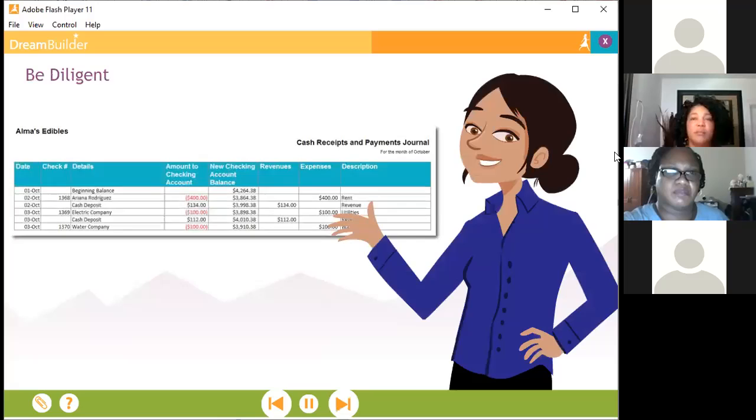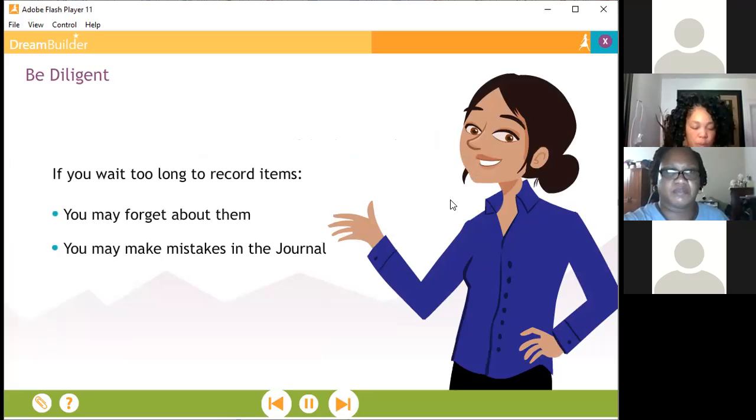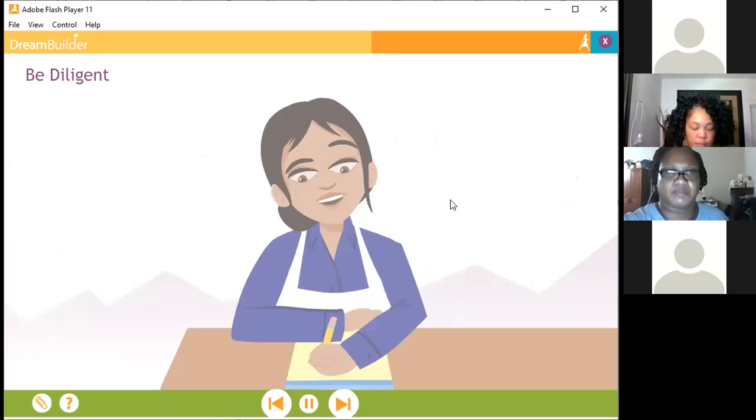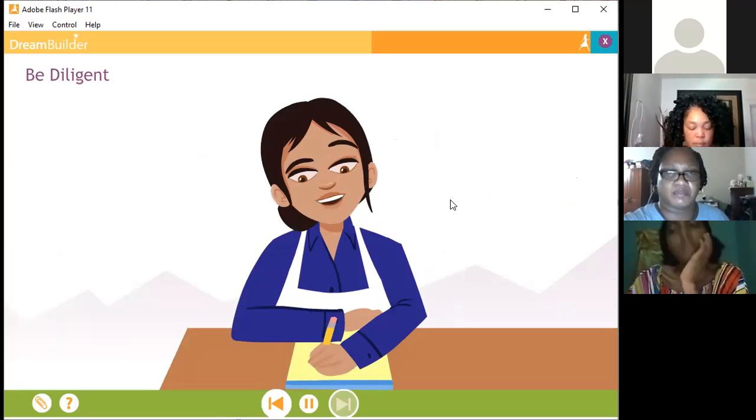I update my cash receipts and payments journal whenever I make deposits or write checks. If you wait too long to record items, you may forget about them, or you may make mistakes in the journal. By spending a little time each day to make sure I record items and make sure nothing is missing, I save myself a lot of time at the end of the month.